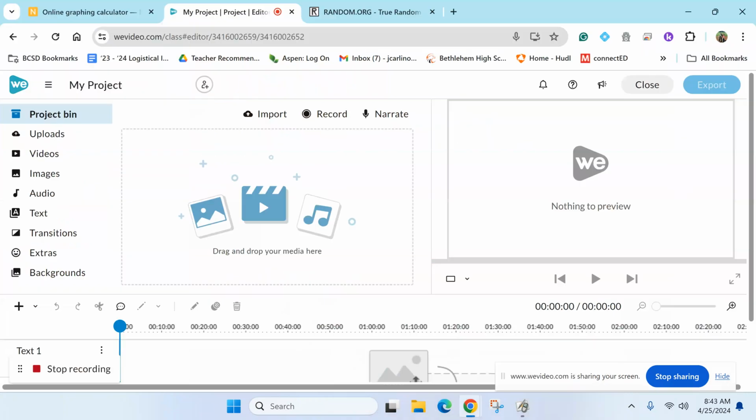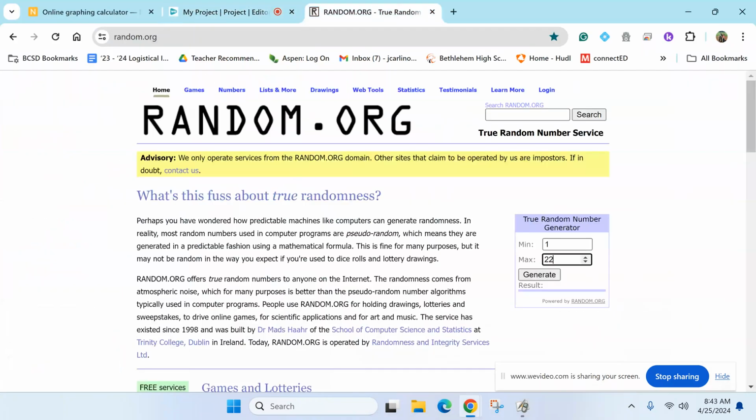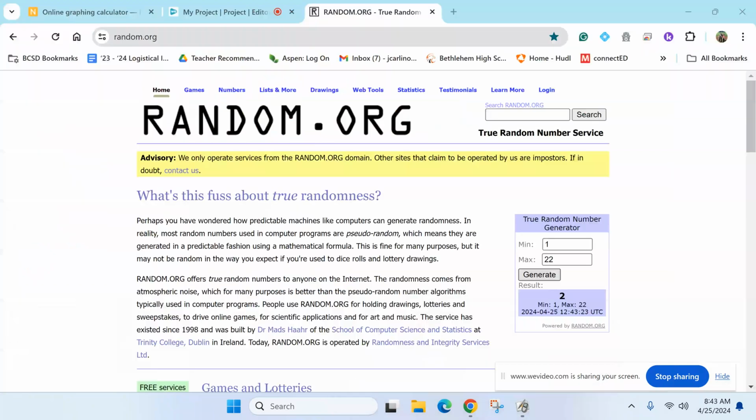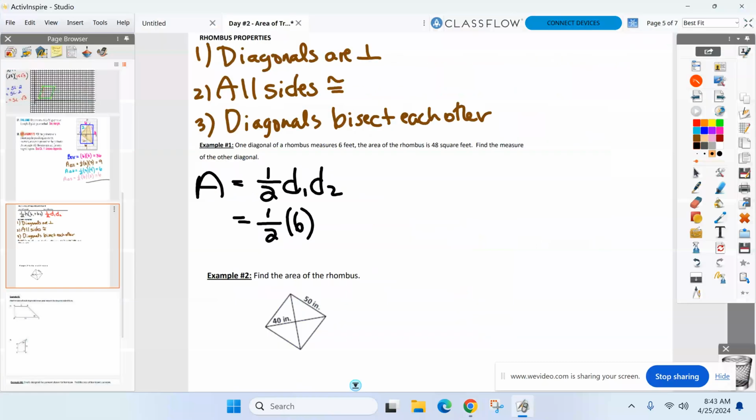All right, one diagonal is a length of 6. So where can I plug the 6 into my area formula here? Bailey, where can I plug the 6 in? Okay, D1. Here we go. 1/2, 6. And then I have this other number over here, 48, which represents the area. So where's the 48 going into the formula? Cormac, where's it going? As A, area, right? Over here, 48. And we're looking for the other diagonal.